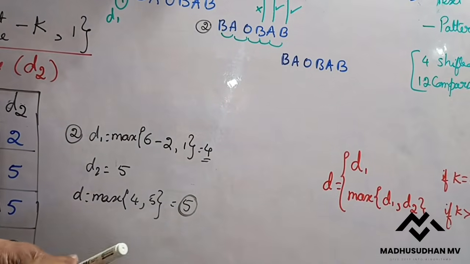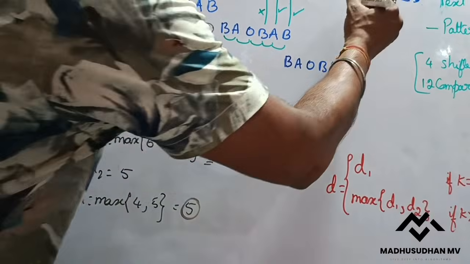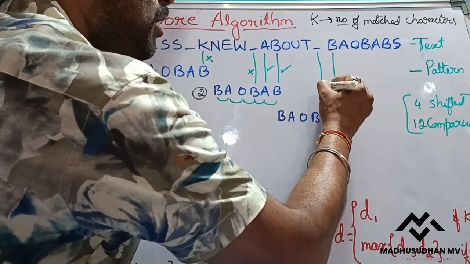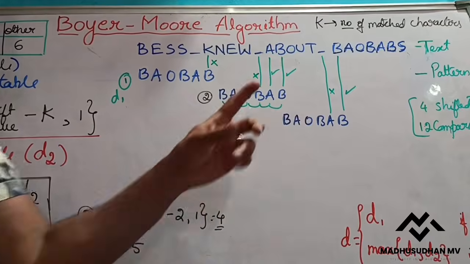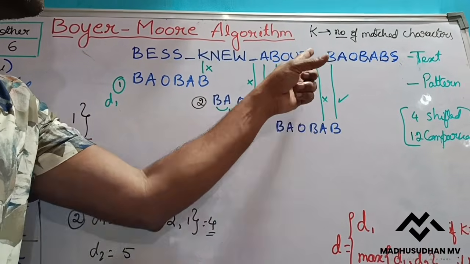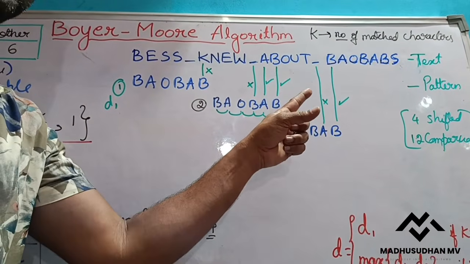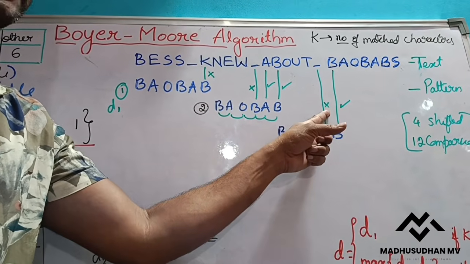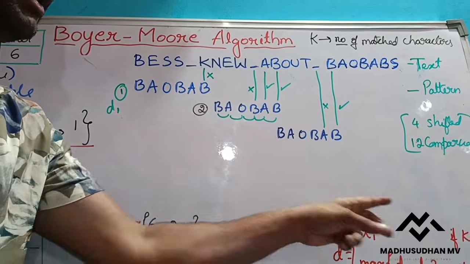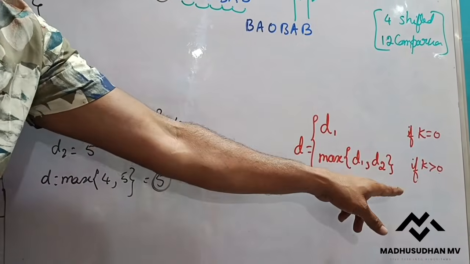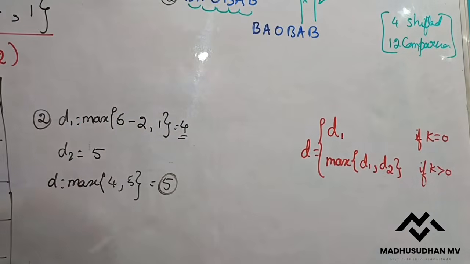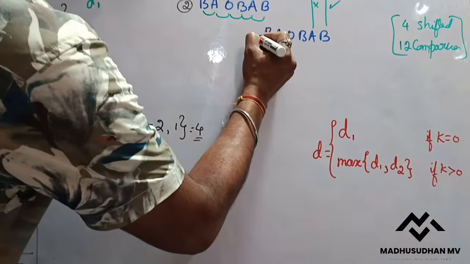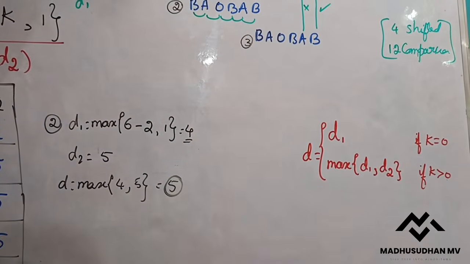So now again start comparing from the last character. B, B successful. Next again I got a mismatch. Now I got a mismatch at the second position. After how many successful comparisons? After one successful comparison, I got the mismatch. So now again I need to find, K is greater than 0 now. One character has been matched now. So I need to use this formula. So again for the third one, this is the third one. So now the third one I am writing here.